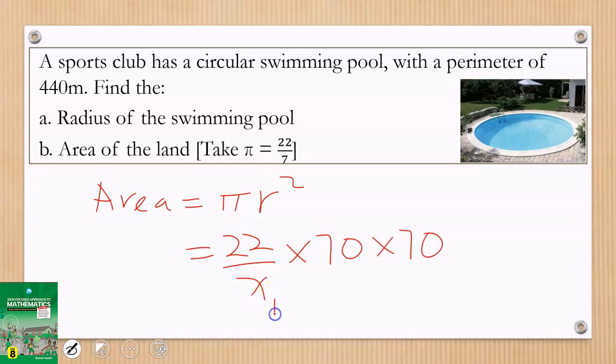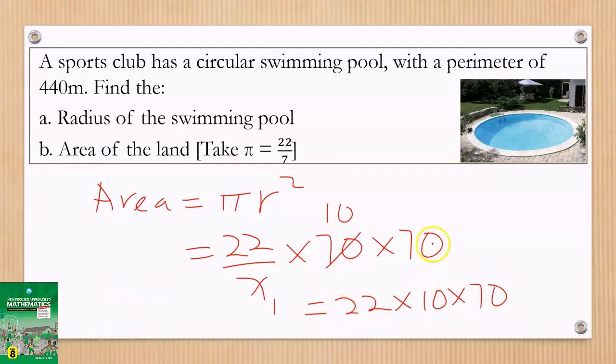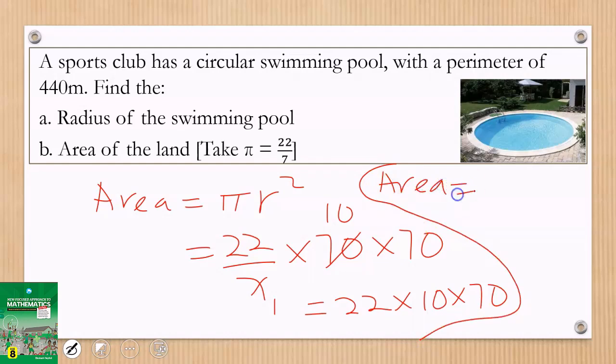Now 7 can divide itself once here, 7 can divide here as 10. So we are left with 22 times 10 times 70. If you take your time and do this calculation very well, you will write that the area of the swimming pool, or the land that the swimming pool covers, will be 15,400 meters squared. Okay, so that becomes the answer for the B part of the question.